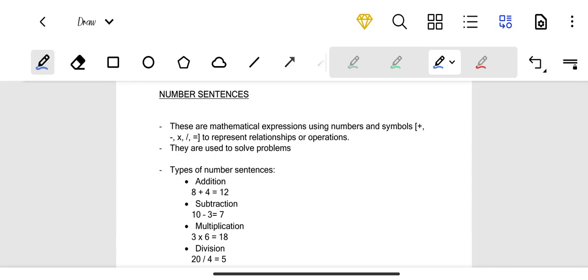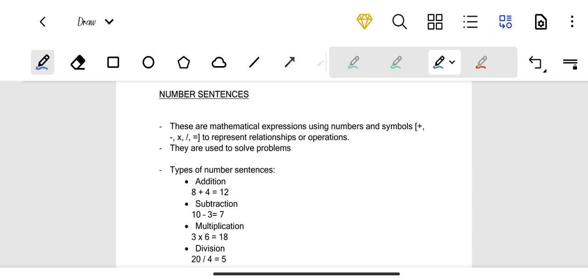So, you may be asking yourself, what are number sentences? Number sentences are mathematical expressions using numbers and symbols. Which symbols? Plus, minus, multiply by, divide by, equal to, and many more. These numbers and symbols are used to represent relationships or operations, right? They can also be used to solve problems.